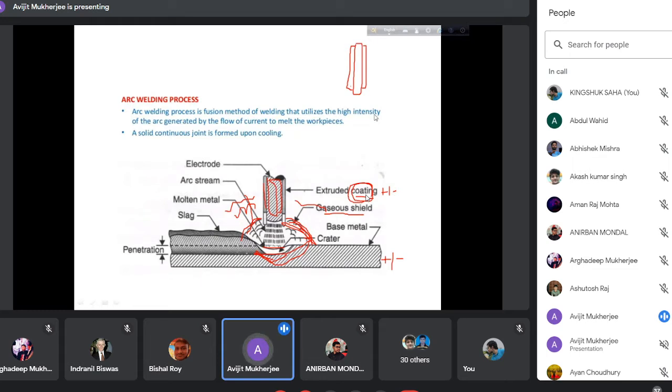This is the electrode, right? This is bare wire, coated with some coating material. These are the coating materials. So you just write, I am writing here in the chat box, what are the flux materials.